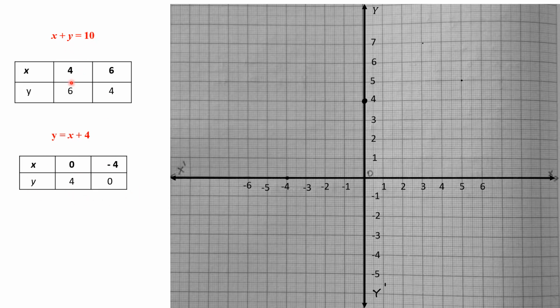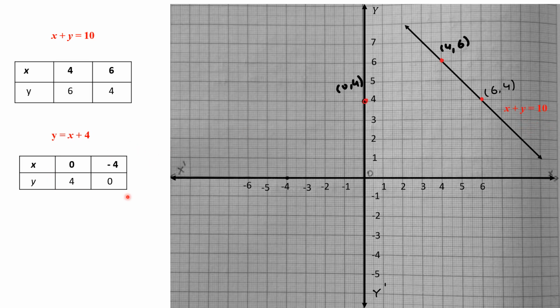So for the first equation, my first coordinate is 4, x has 4 and y has 6. So this is the point where x coordinate is 4 and y coordinate is 6. Another one is x coordinate 6, y coordinate 4. Now you have to join both the points by drawing a line such that it crosses through both the points. Okay, and the equation for this line is x plus y equal to 10.